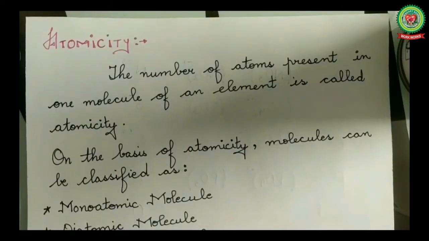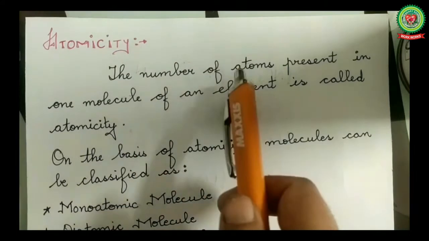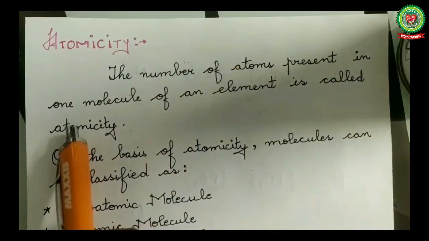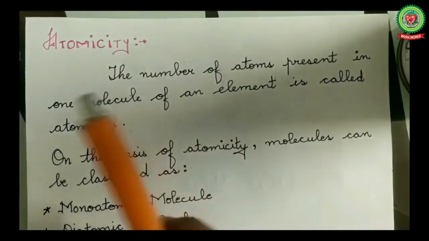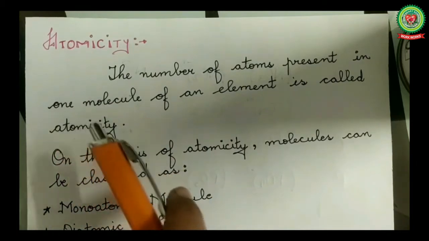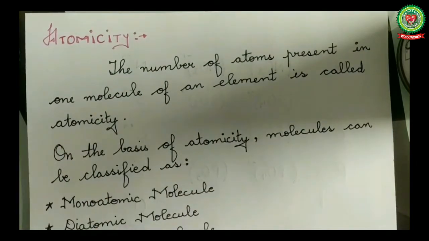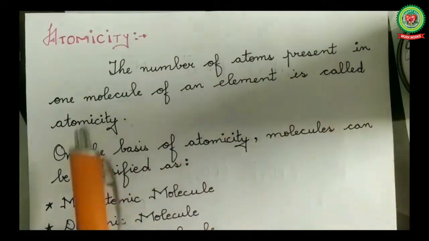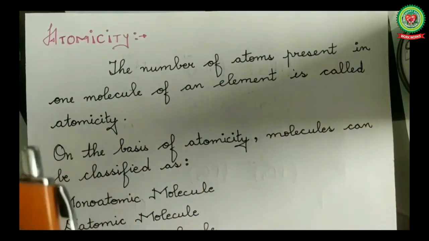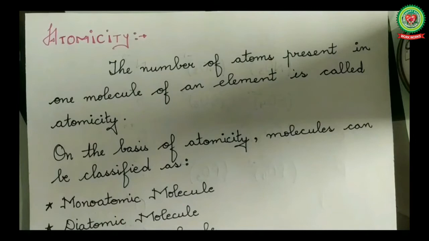First is atomicity. The number of atoms present in one molecule of an element. Molecule: students, a molecule is defined as the smallest particle of an element which exists independently. A molecule always exists independently. And the number of atoms present in one molecule is called the atomicity of an element.